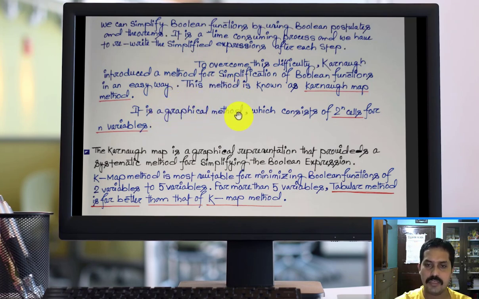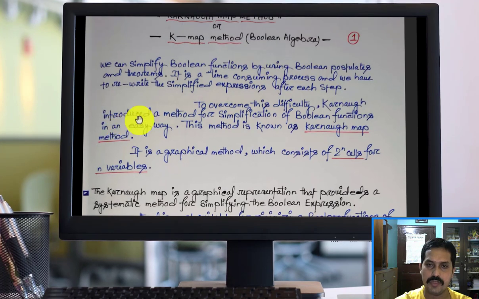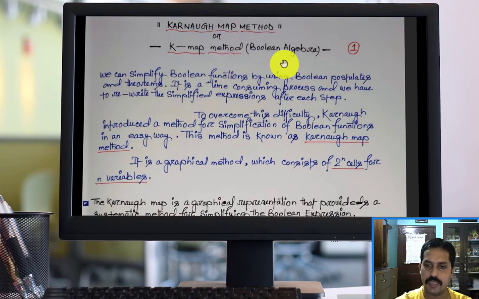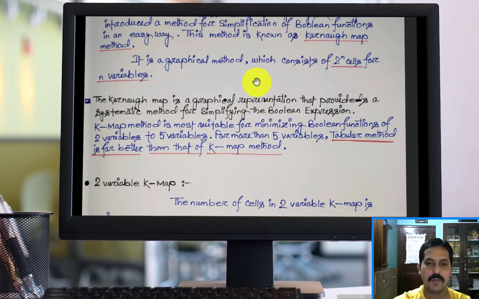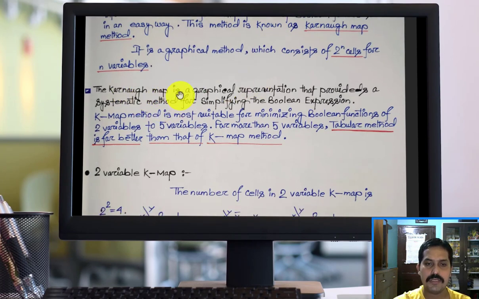It is a graphical method which consists of 2 to the power n cells for n variables. Here variables indicate the variables of Boolean expressions or Boolean algebra, like capital X, Y, Z, capital A, B, C, etc. Now, the Karnaugh map is a graphical representation that provides a systematic method for simplifying Boolean expressions. K-map method is most suitable for minimizing Boolean functions of 2 variables to 5 variables.